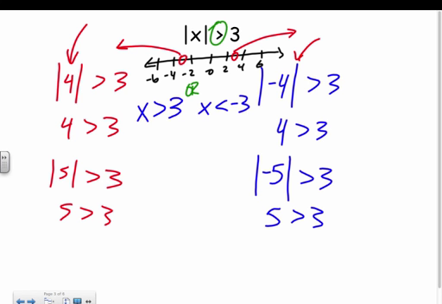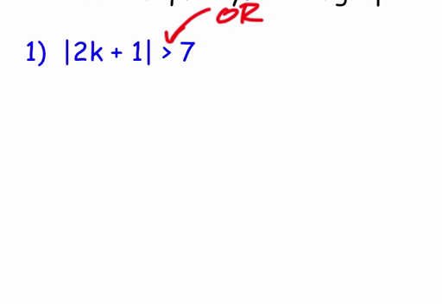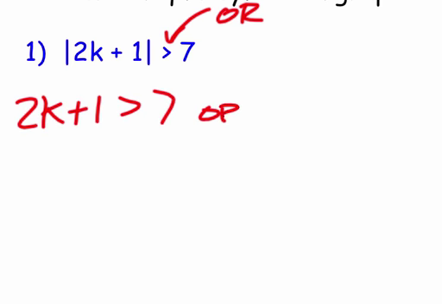But the same type of rule applies. Drop the absolute values, leave it, drop the absolute values, and switch both, the sign and the term. So let's try it once. So now I have a greater than. So now I'm thinking or. This is a union. Okay, so I drop the absolute values. 2k plus 1 is greater than 7. And now it's an or.